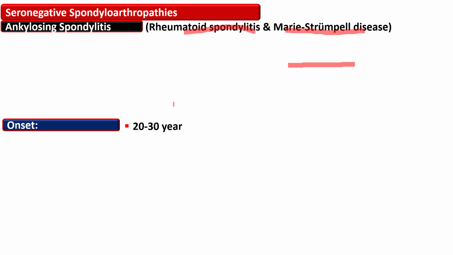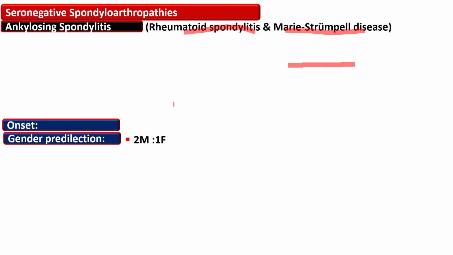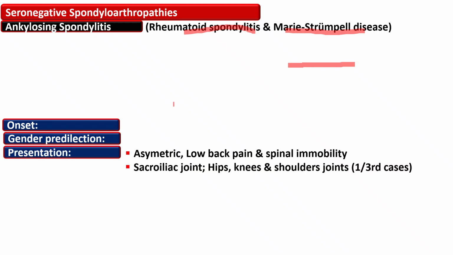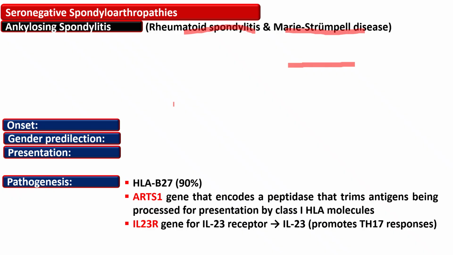The onset of disease is between the ages of 20 to 30 years, and it is about twice as common in men than in women. The patient presents with asymmetric low back pain and spinal immobility. The frequently affected joints are sacroiliac, hip, knee, and shoulder joints, which are affected in about 1/3 of the cases. The pathogenesis of the disease is linked with HLA-B27, which is present in more than 90% of the cases.